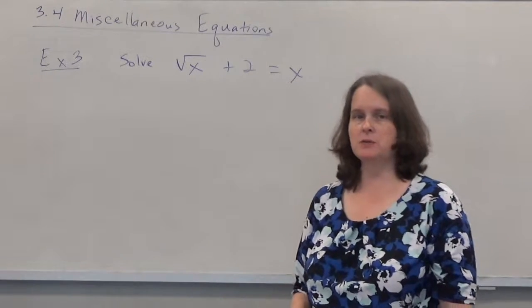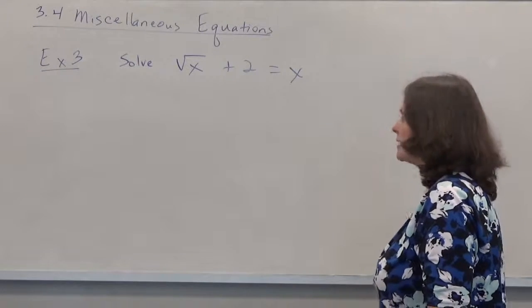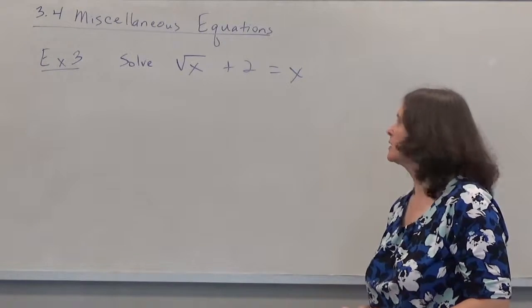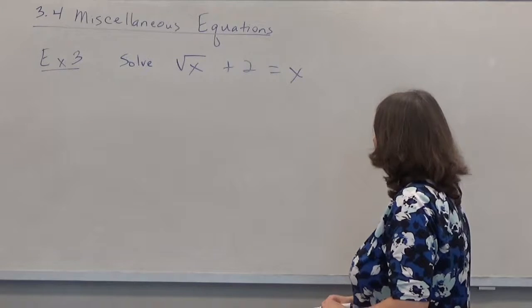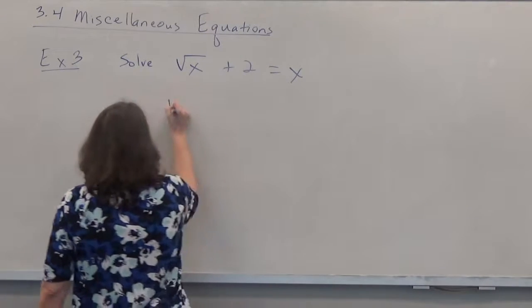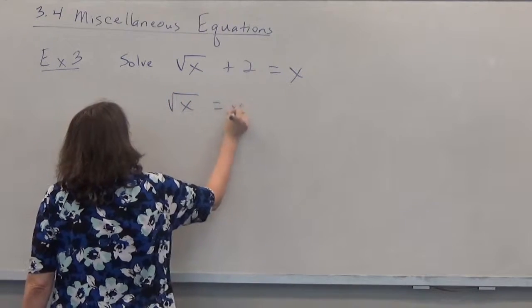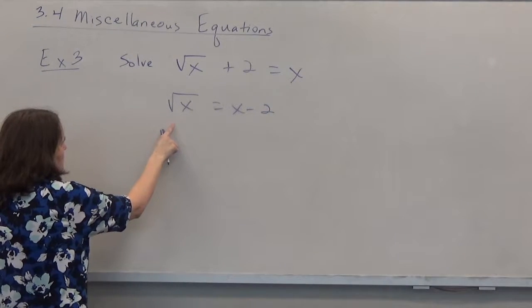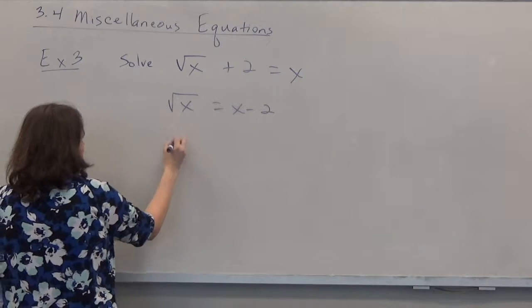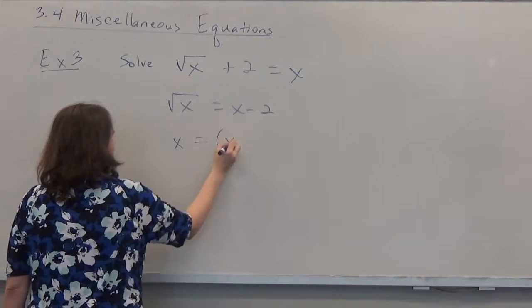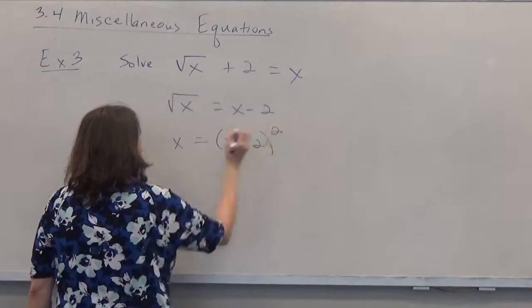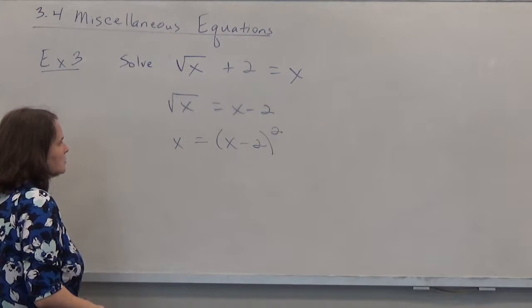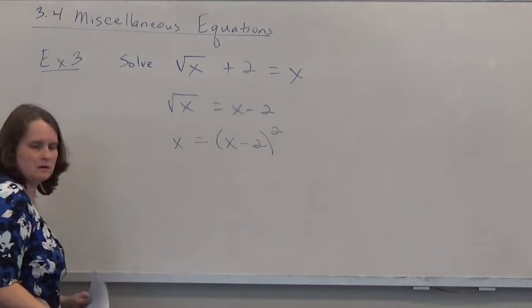The first thing that we need to do is isolate our radical. That means we need to get our square root by itself on one side of the equation. To do that, I can subtract 2 on both sides. Once my radical is by itself on one side, I'm going to square both sides of my equation. So that gives me x equals x minus 2 quantity squared.